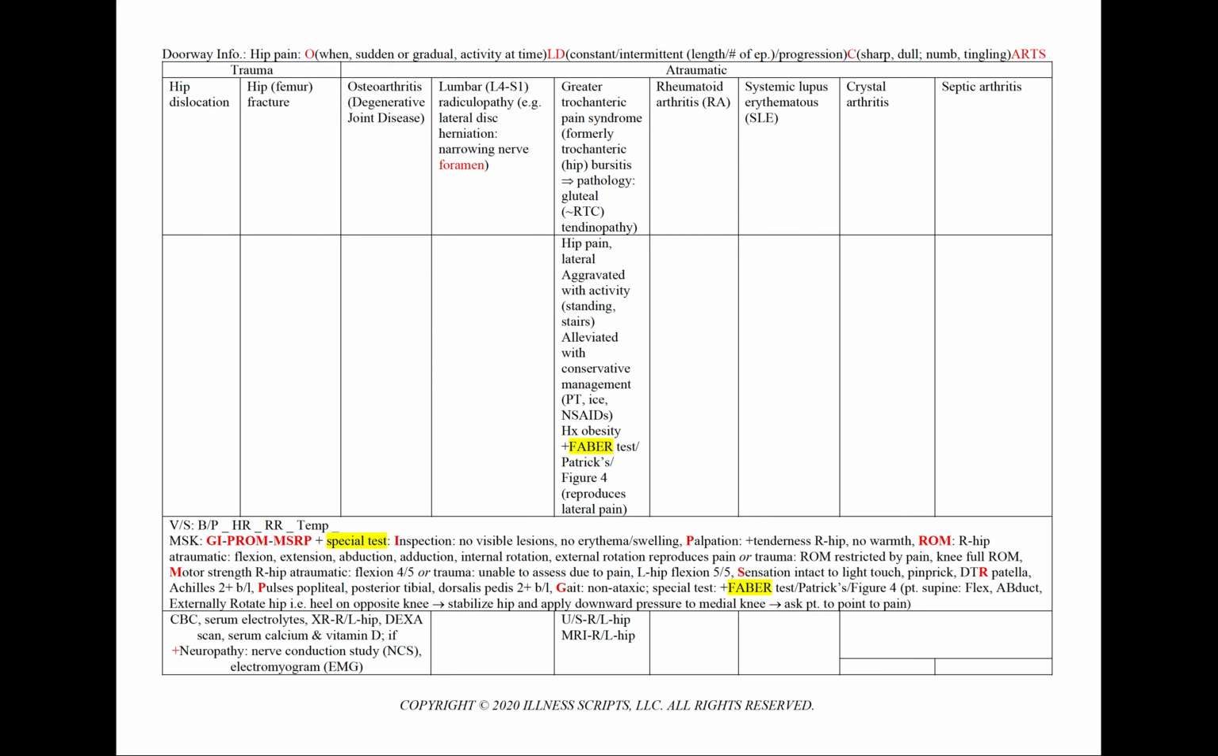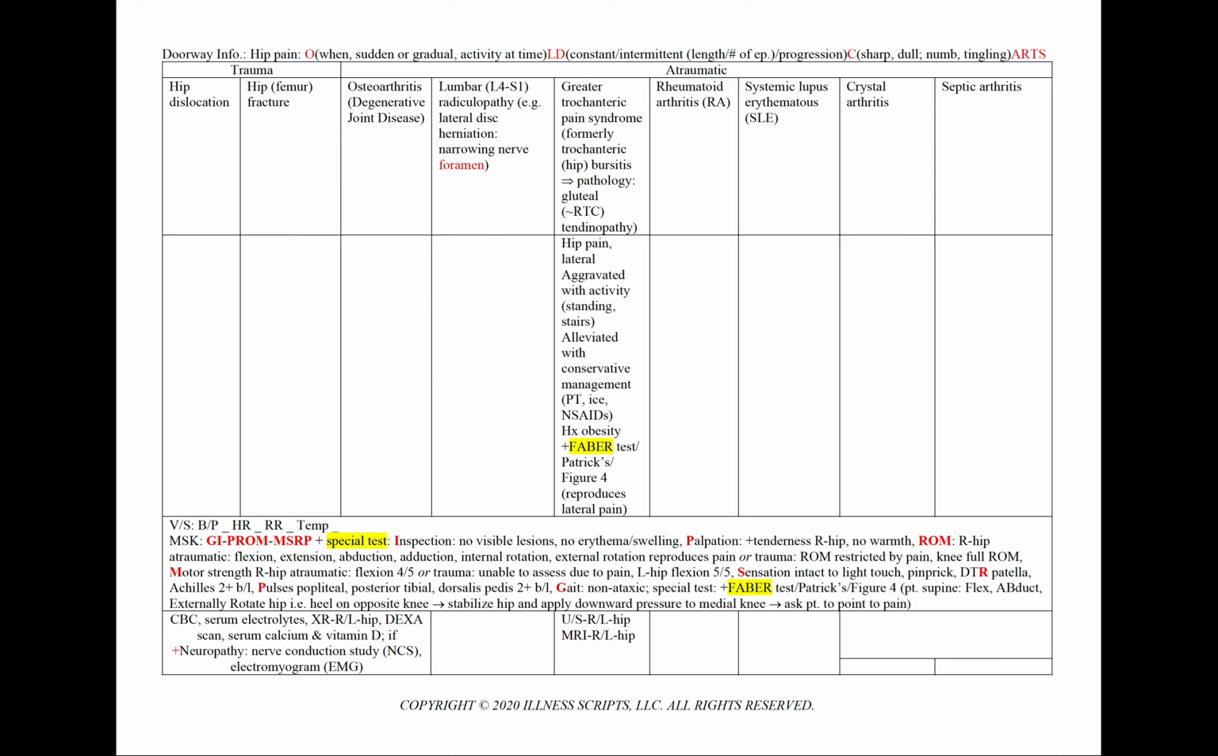In greater trochanteric pain syndrome, formerly known as trochanteric or hip bursitis, the pathology was found to involve more of the gluteal tendons, similar to a rotator cuff tear involves rotator cuff muscles. So the name was changed. Now we're going to find a hip pain and it's going to be more lateral. It will be aggravated with activity, standing or stairs, and alleviated with conservative management, PT, ice, or NSAIDs. And again, as we see in the lower extremities, obesity will be a risk factor due to the added weight.